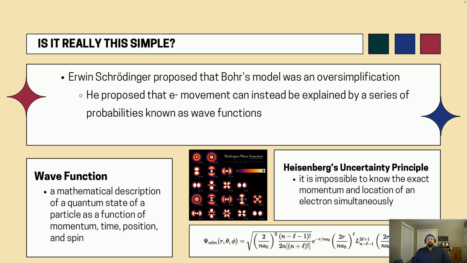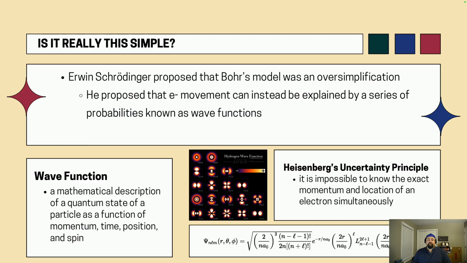And it's that, well, he thought that Bohr's was a bit of an oversimplification. He proposed that electron movement can be explained by a series of wave functions, okay? And the idea was that, well, electrons can behave like a wave, not just a particle. And so what is a wave function? So a wave function is fairly simple. It's just a mathematical equation, right? But specifically one that describes the quantum state of an electron.